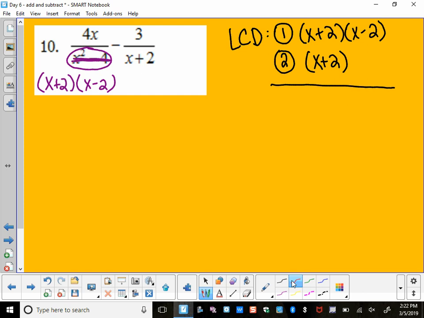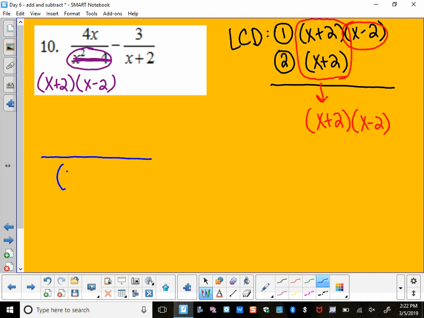All right, let's take a look at this. From top to bottom, do I have any matches? X plus 2, x plus 2. Here are my matches right here. You have x plus 2. This x minus 2 stands alone, so I can't forget it. I also add it into my LCD. So my new LCD is going to be x plus 2, x minus 2.